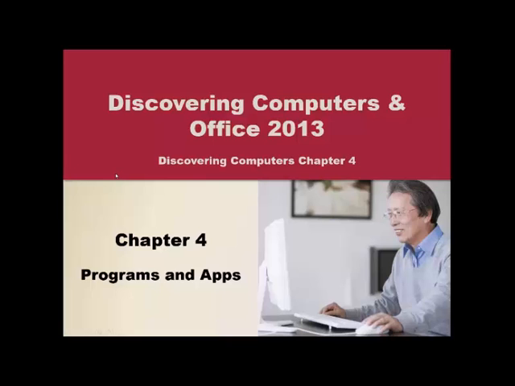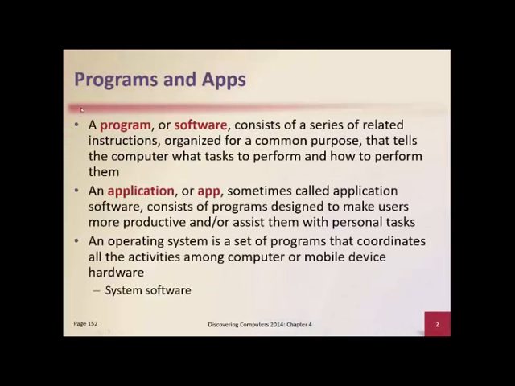But we'll talk a little bit about this. So, again, a program or software consists of a series of related instructions organized for a common purpose that tells the computer what tasks to perform and how to perform them. An application or app, sometimes called application software, consists of programs designed to make users more productive and/or assist them with personal tasks.